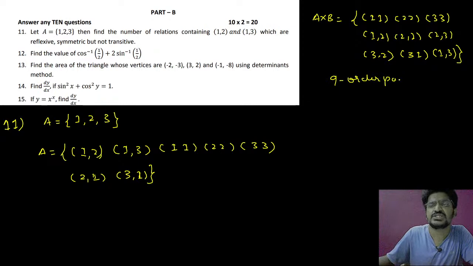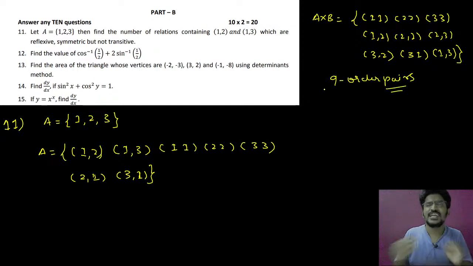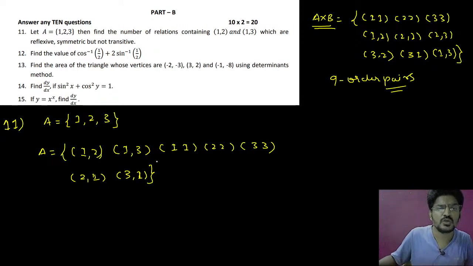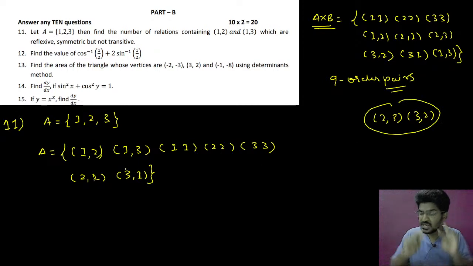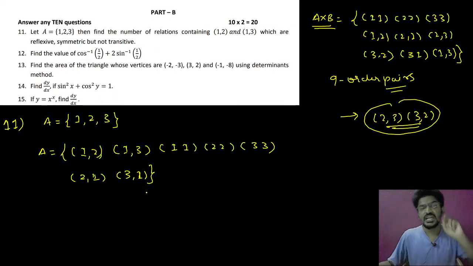Maximum ordered pairs are 9. That means we can write 9 maximum ordered pairs in A cross B. You check here 1, 2, 3, 4, 5, 6, 7, and the remaining ordered pairs are 2, 3 and 3, 2. If you add these two in this set, it will be symmetric, reflexive as well as transitive. Are you getting my point? We are remaining with only 2 ordered pairs. If I add these 2 ordered pairs in this set, it is going to have all 9 ordered pairs and it is going to be reflexive, symmetric and transitive.